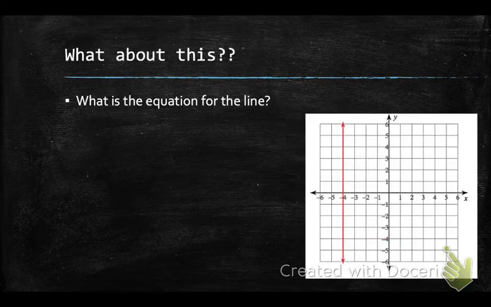This one is the weird one. So when you have an undefined slope, this is the only time you're going to have x equals a number. So x equals -4 when you have an undefined slope.